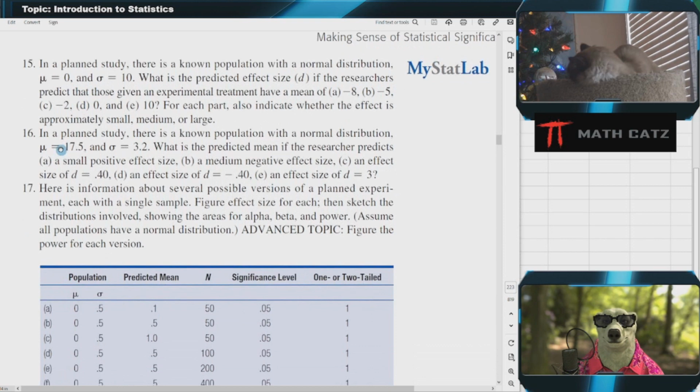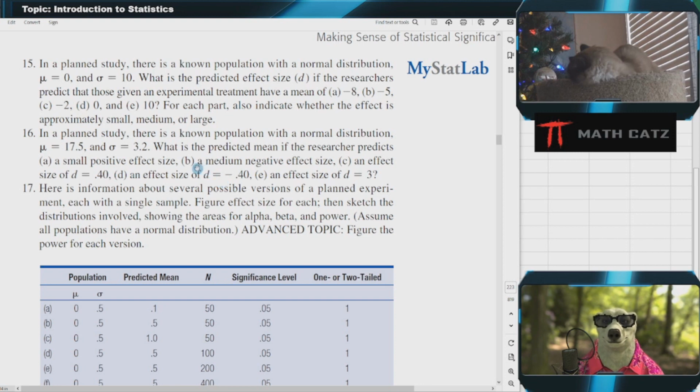Let's read 16. In a planned study, there is a known population with a normal distribution. This time mu is 17.5, sigma is 32. No, not 32, 3.2. Decimal points matter. What is the predicted mean if the researchers predict a small positive effect size, medium, and a bunch of different effect sizes? We'll do, like I said, B and C.